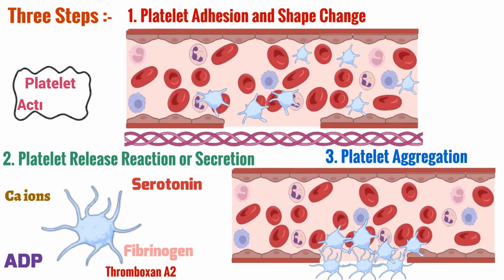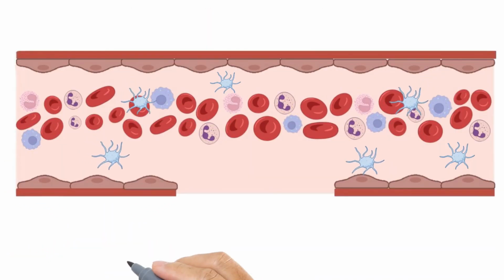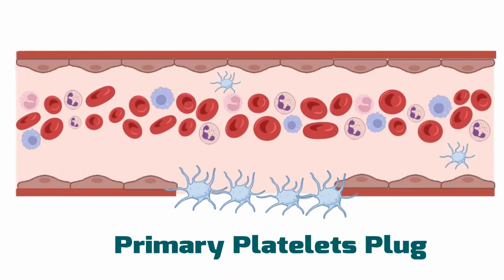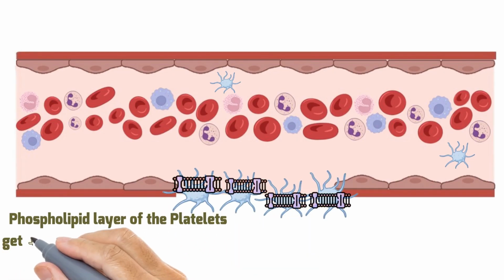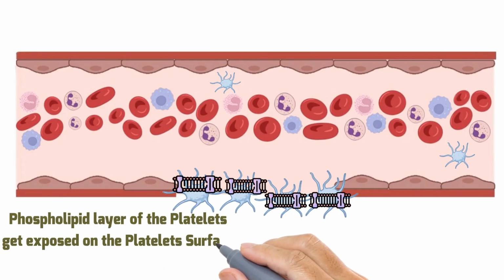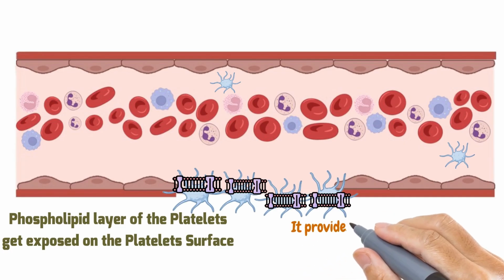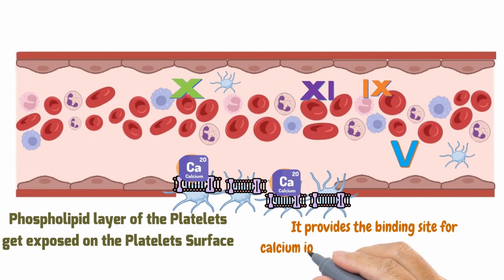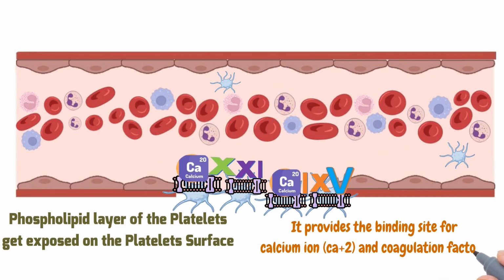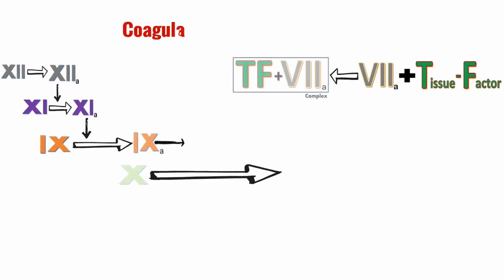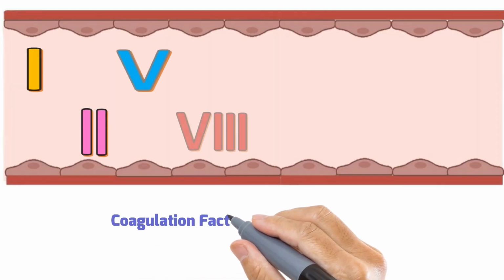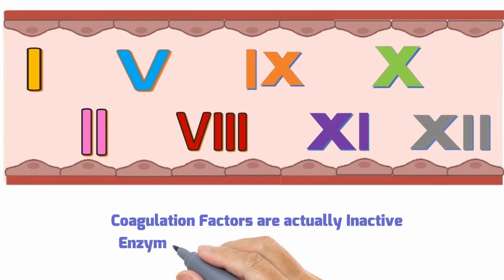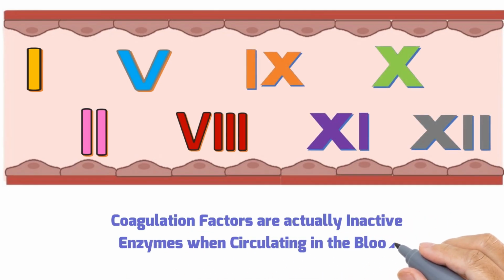Finally, with the platelet activation and the formation of a primary platelet plug, the phospholipid layer of a platelet membrane gets exposed on the platelet surface. This provides a crucial binding site for calcium ions and coagulation factors so that the coagulation cascade can begin. Now remember, coagulation factors are actually inactive enzymes when circulating in the blood.